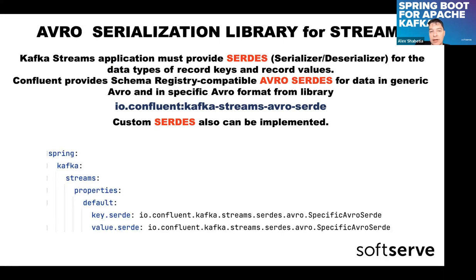Kafka Streams application must provide Serdes. A Serde is a concept of a combination of serializer and deserializer in one class. And for usage of these Serdes with Kafka Streams, we have such a configuration. And that means that messages in the stream are considered to be in Avro format. There are Serdes for basic types, and we can provide more Serdes for our custom types.